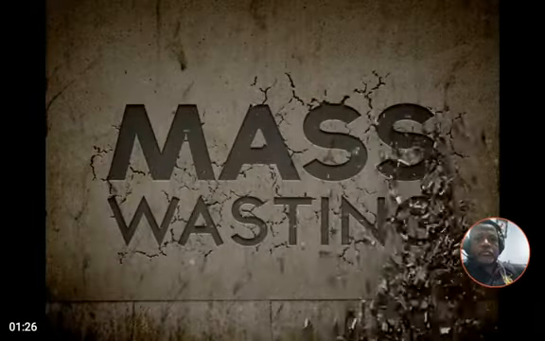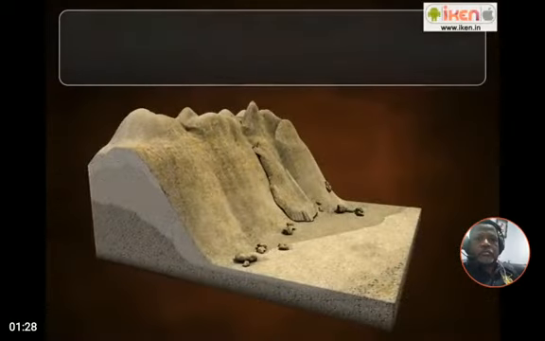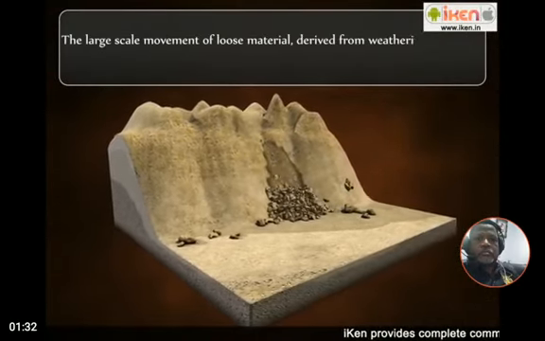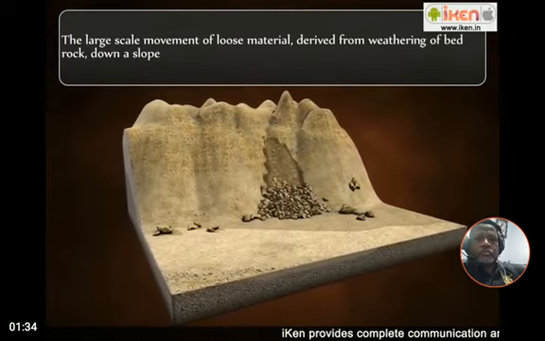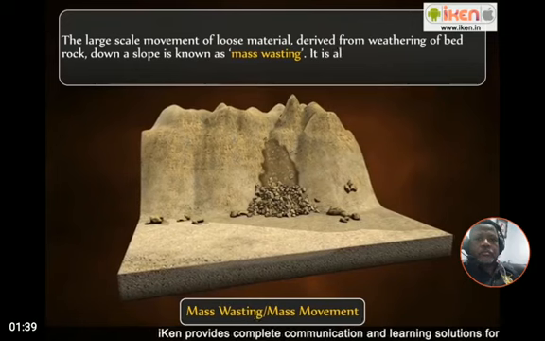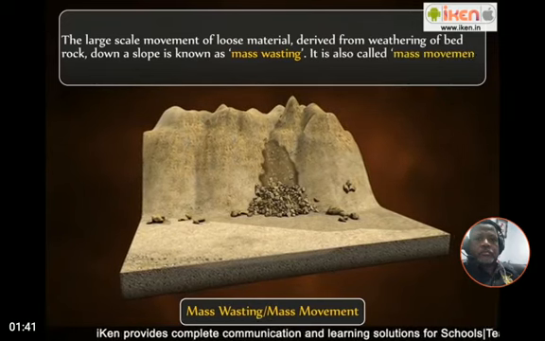Mass wasting. The large-scale movement of loose material derived from weathering of bedrock down a slope is known as mass wasting. It is also called mass movement.